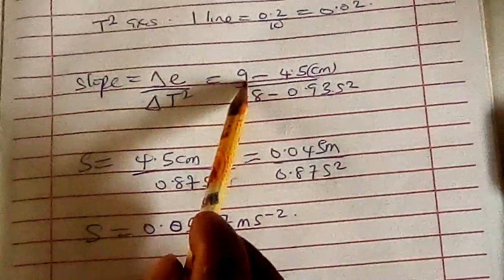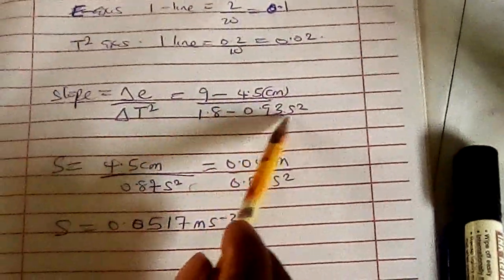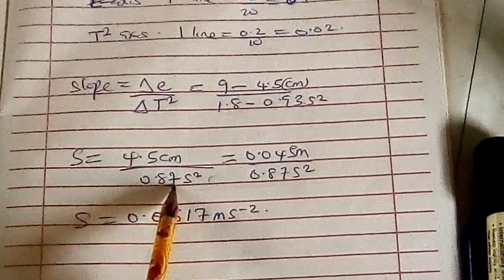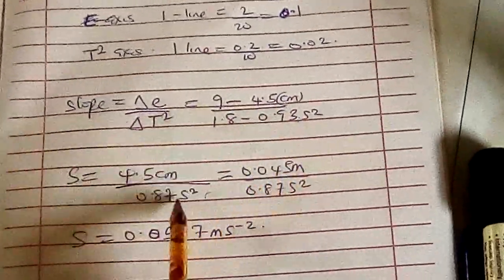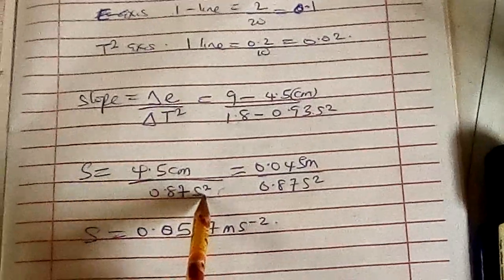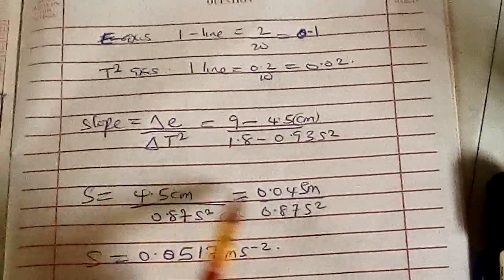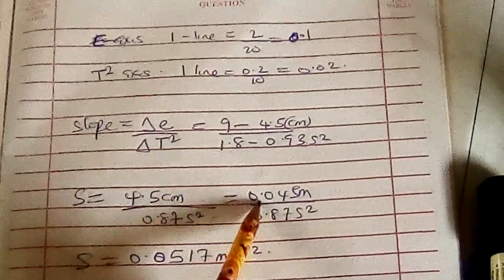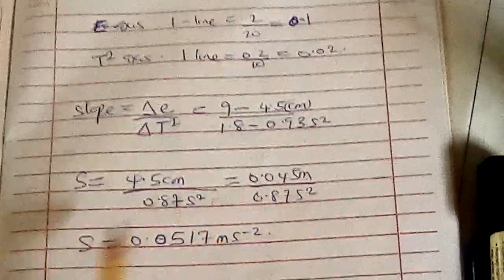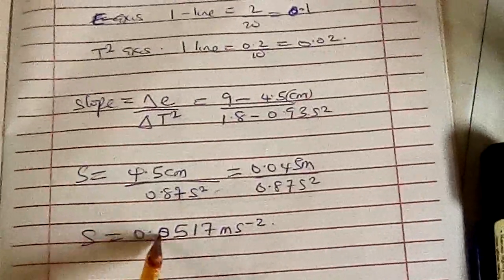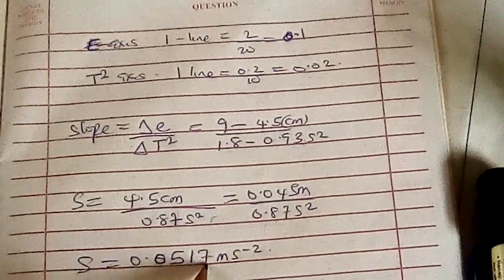1.8 minus 0.93 will give us 0.87. The unit is cm, while this one is second squared. We want to work in standard units. We convert the cm to meter, divide 4.5 by 100. We now have 0.045 meter, while this one is written in seconds squared. When we divide, we have our slope as 0.0517 meter per second squared from this experiment.